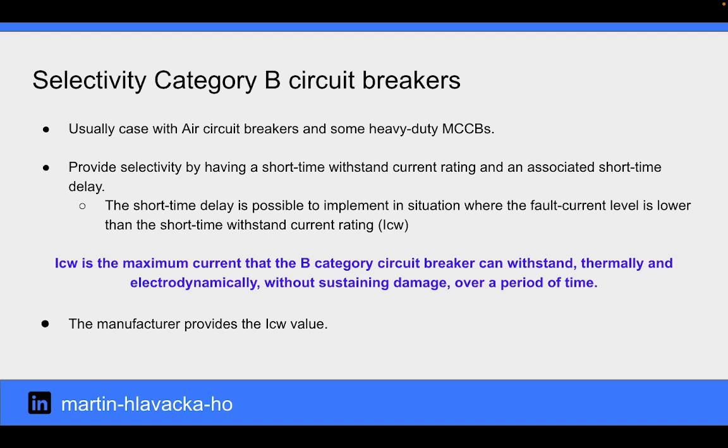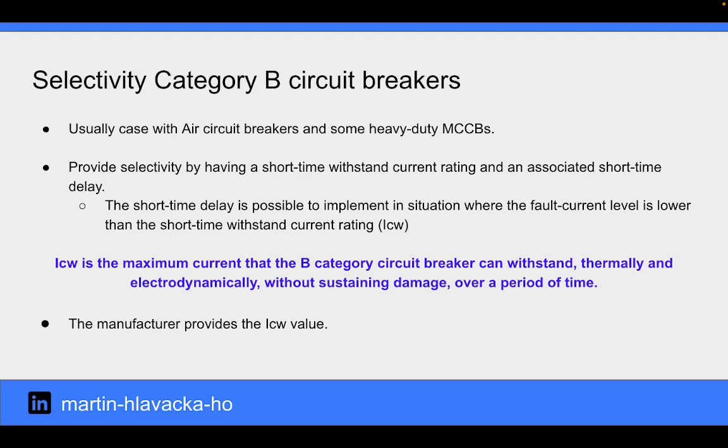What is that category B circuit breaker? To fully understand the time-based selectivity method, let's have a look at what that means. The IEC 60947-2 standard defines two types of circuit breakers defined by their selectivity category. The first, selectivity category B. This is usually the case with air circuit breakers and some heavy-duty MCCBs.